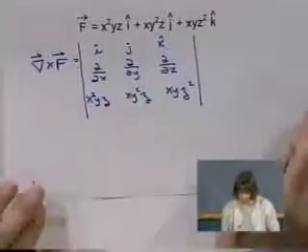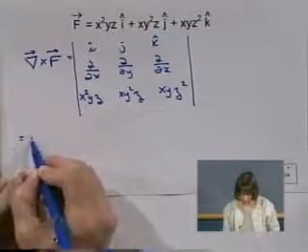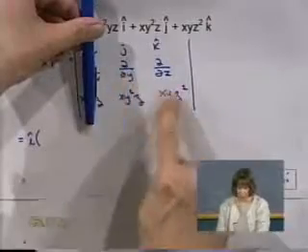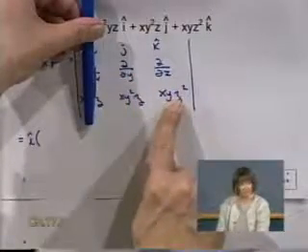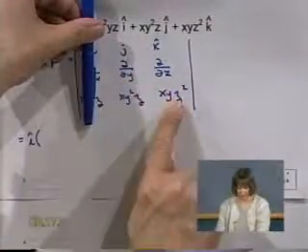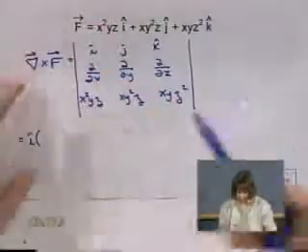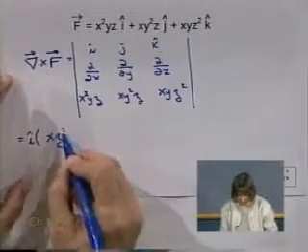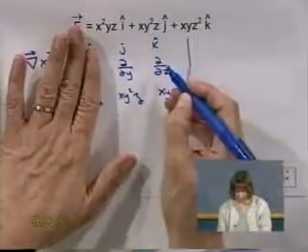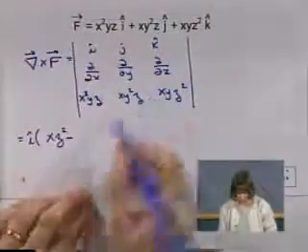This is equal to i times, now, I eliminate the row and the column that i is in. So what's the partial with respect to y of this? Well, the partial of this is going to be xz squared. Minus, and then we take the partial with respect to z of this, which is xy squared.